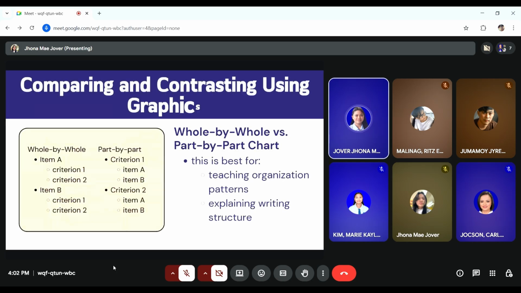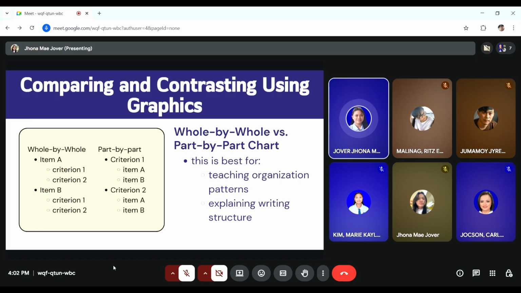So next is the whole by whole versus part by part chart. This is best for teaching organization patterns, explaining writing structures. The whole by whole pattern discusses all aspects of one item first before moving to the next item.